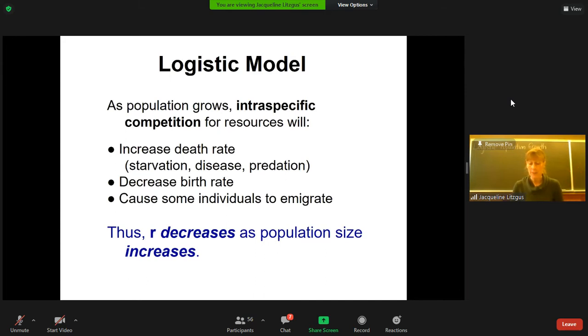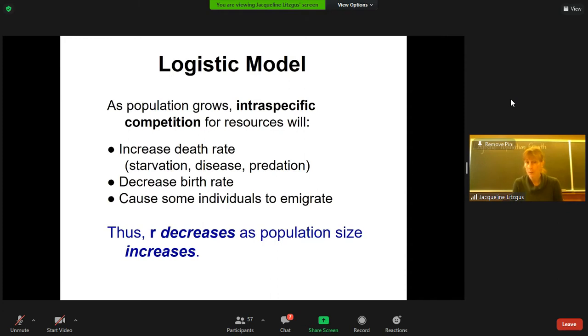So the environment's not constant. And so resources like food and space and mates, those are going to be limited things. So as populations grow, then we expect that competition, intraspecific competition, right? Intra means within the species. So individuals within that population are going to be competing with each other. And so that's going to cause some changes in birth rates and death rates, right? So there's going to be increases in death rates because of maybe starvation or disease or predation rates, right?